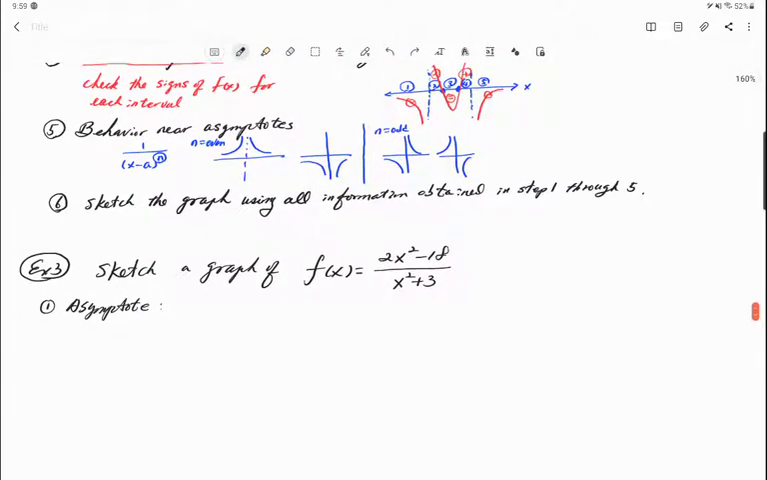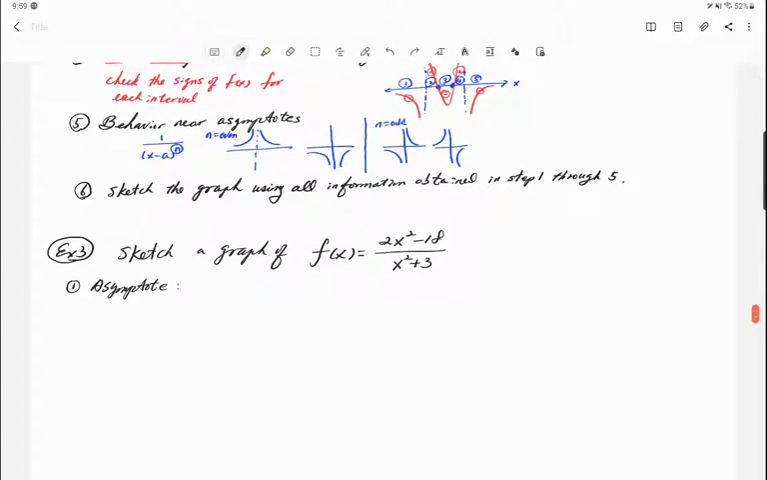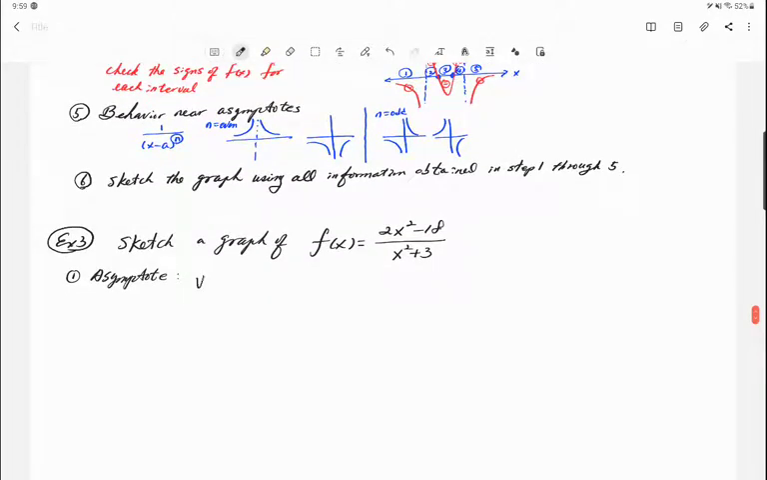All right, then let's sketch a graph of this function. First we need to check the asymptote. So, vertical asymptote. Let's find the vertical asymptote. How do you find it? Set the denominator equal to 0 and then find x.